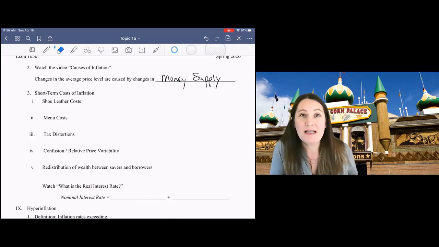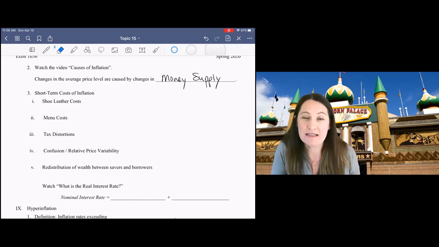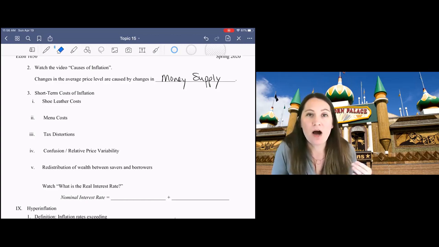So we've seen that increasing money supply leads to increasing price levels or inflation. What about the costs of inflation? Here at first, we'll focus on low to moderate levels of inflation and talk about some of the costs for society. And you'll see as we go through that these costs are relatively minor.